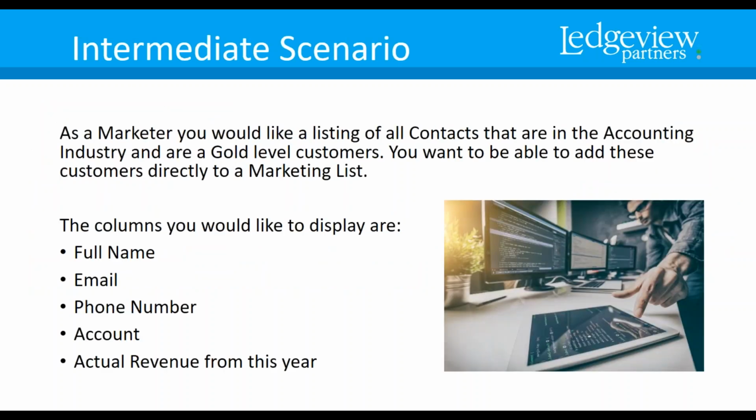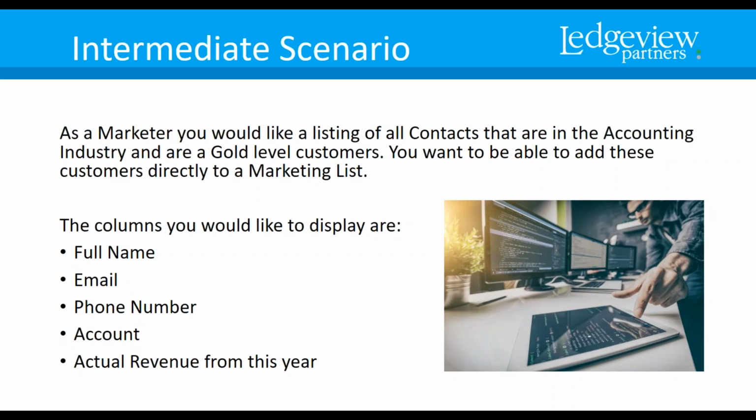Now we're going to move on to an intermediate scenario. As a marketer, you'd like a listing of all contacts that are in the accounting industry and are a gold level customer. You want to be able to add these customers directly to a marketing list. The columns you want to display are the full name, the email, the phone number, the account they're related to, and the actual revenue from this year, the column we looked at before on the account form.